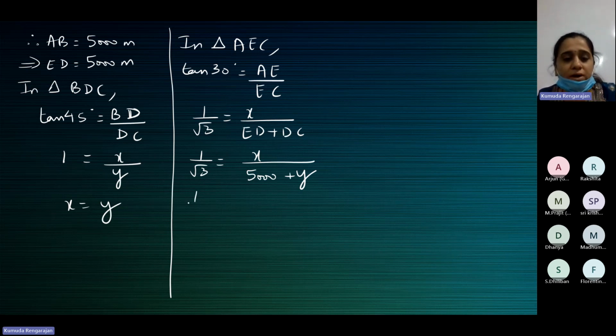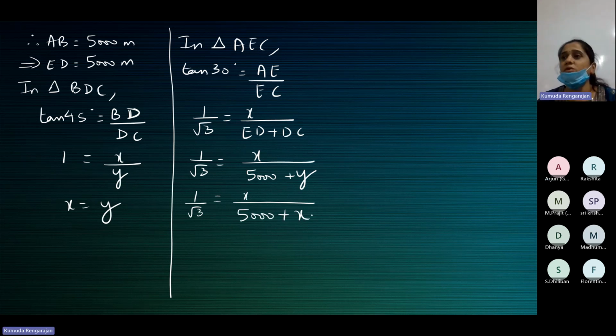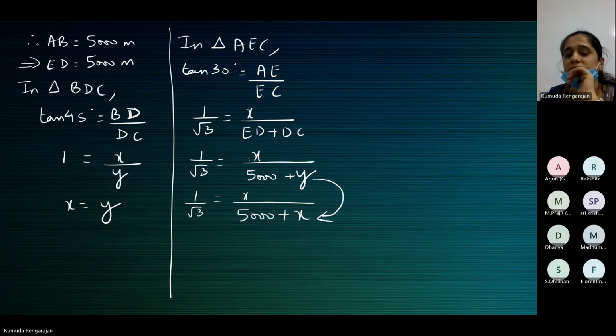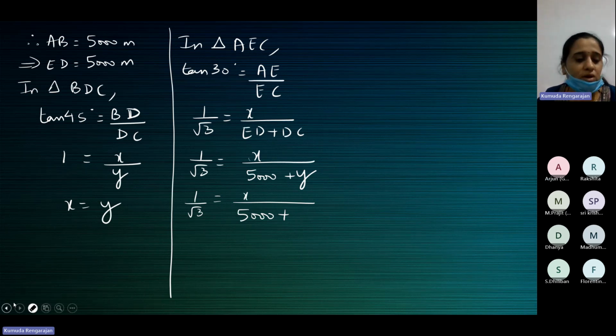So what you do, 1 by root 3 is equal to X by, I don't want Y, so I'll put it as X because X is equal to Y. You can either replace this Y with X or replace this X with Y. Then this equation will have only one variable, X or Y. Okay, let me do both. One second. Because X is equal to Y, at this stage you can do two things.